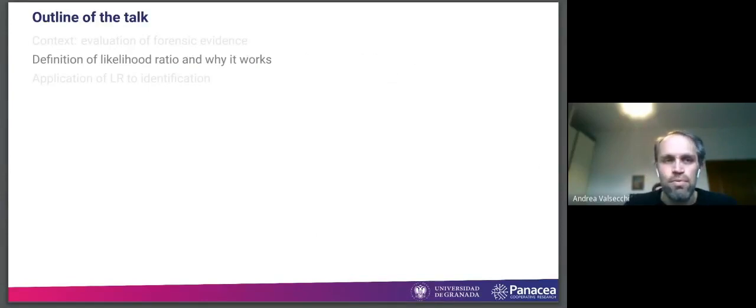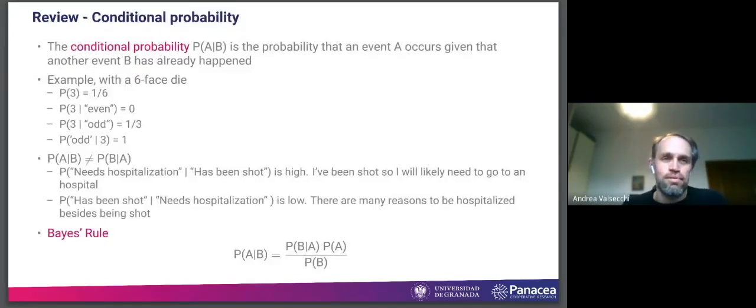And in order to not leave anybody behind, I wanted to put a small review of probability. So let's start with conditional probability. The conditional probability of A given B is the probability that the event A occurs, given that the event B has already happened. So let's look at a small easy example. If I throw a 6-face die, the probability of getting a 3 is 1 out of 6. But the probability of getting a 3 if somebody else has already looked at the result and told me that the result is even is going to be 0, because 3 is odd.